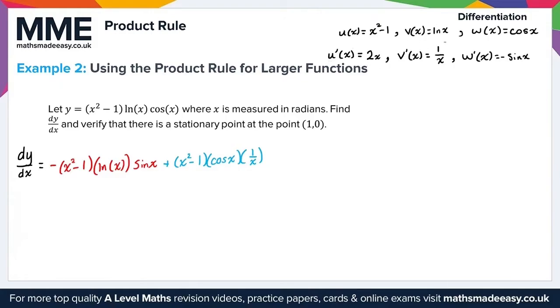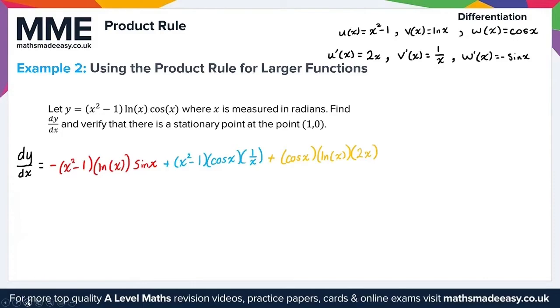And finally here, if we represent this final part in orange, we're going to do u prime of x times v of x times w of x. And in that case here, what we get is plus cos x times the natural logarithm of x here times 2x. Okay. So here we've got everything we need now. All I'm going to go on to do is simplify each part individually.